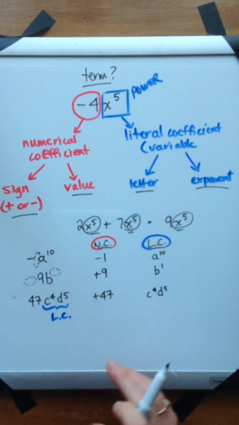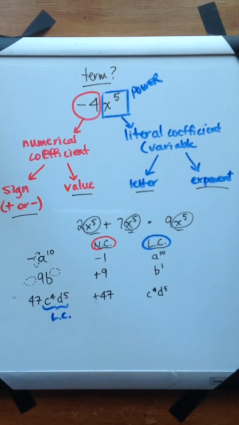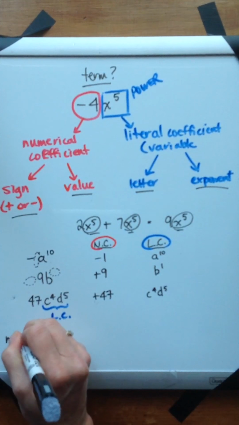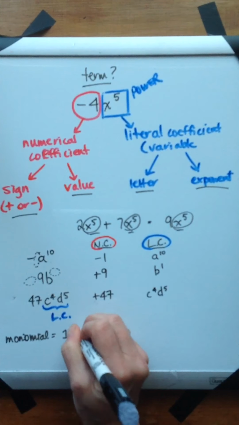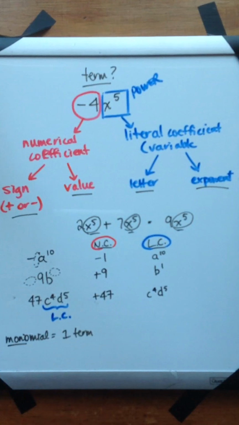All right, now I want to also review some subsets of the word polynomial. Poly just means many, and nomial just means many terms. So if we have something called a monomial, it means we only have one term, because the word mono means one.